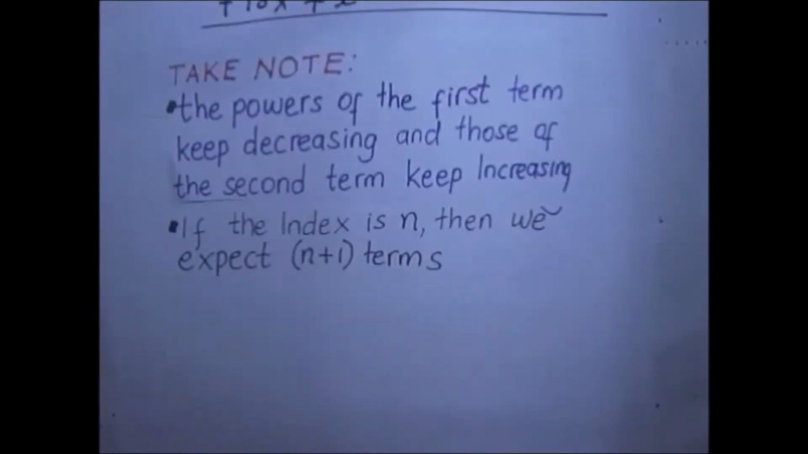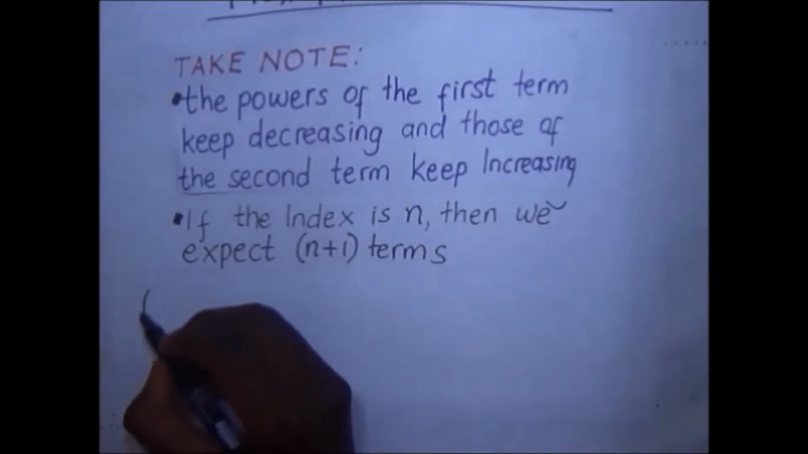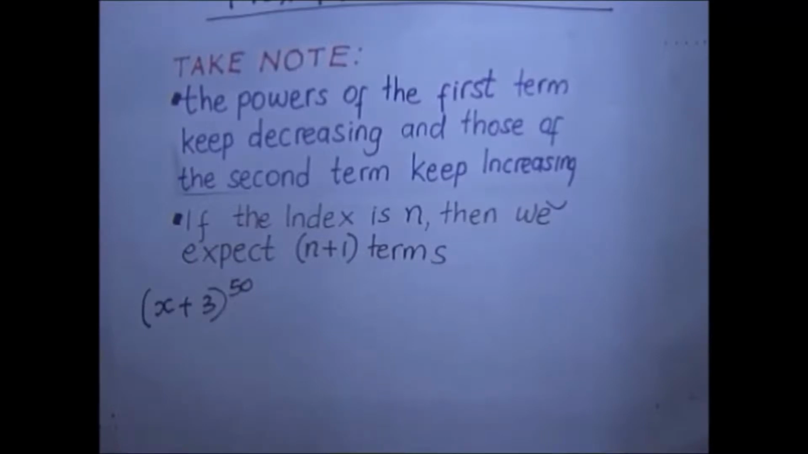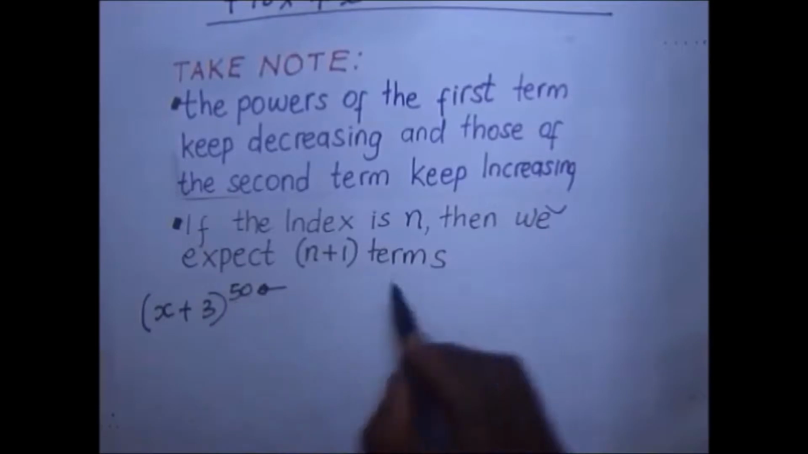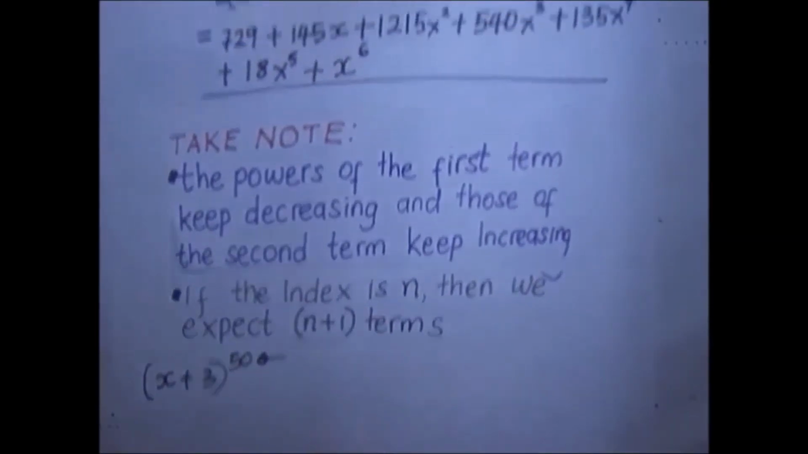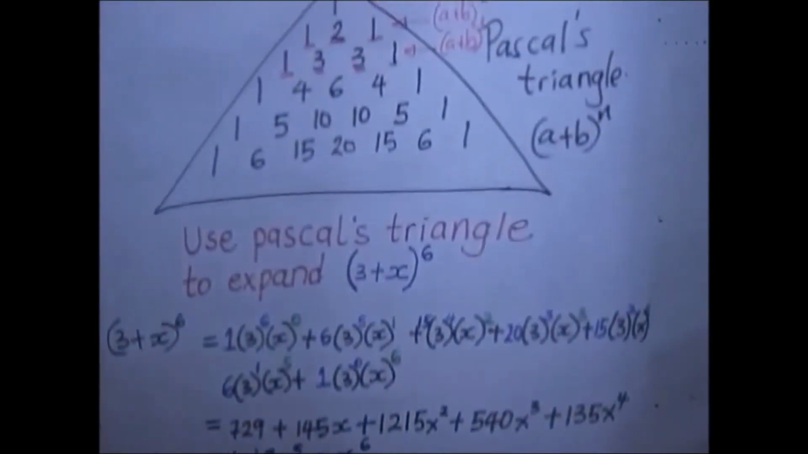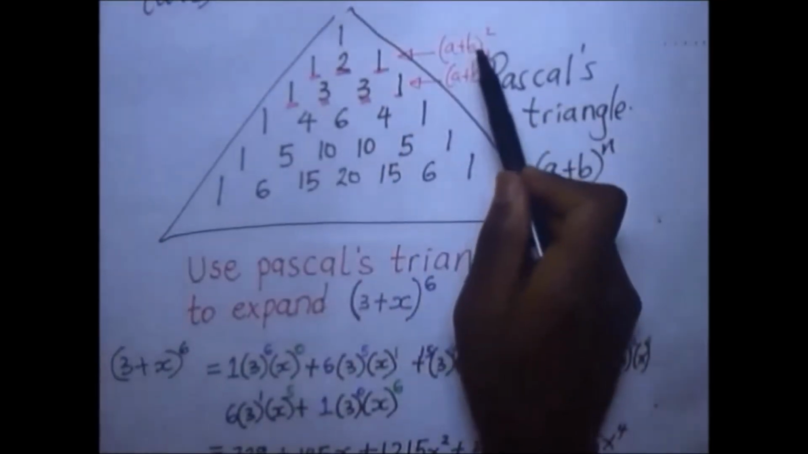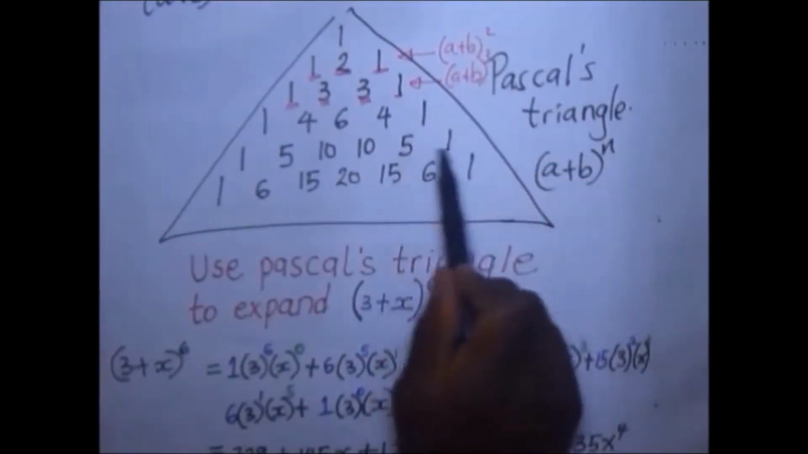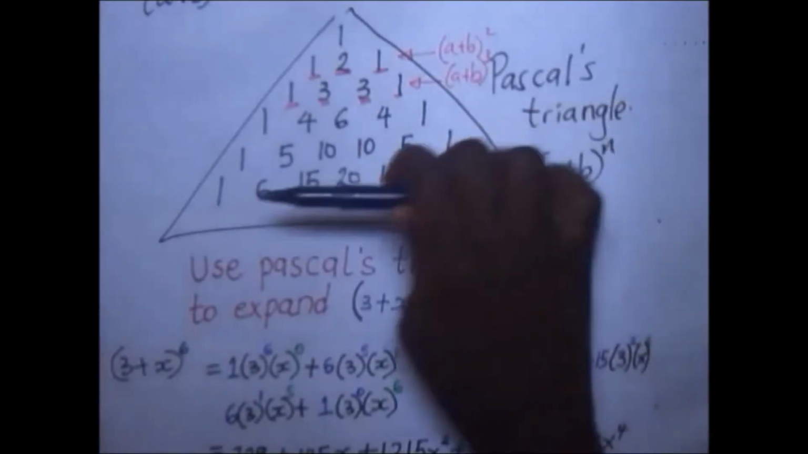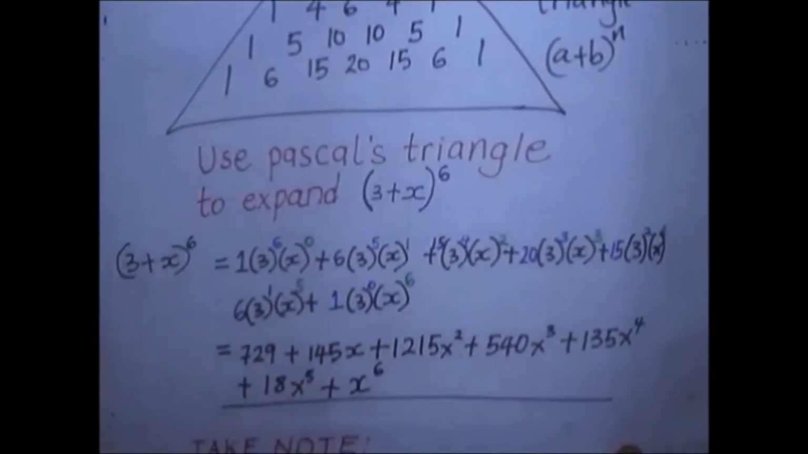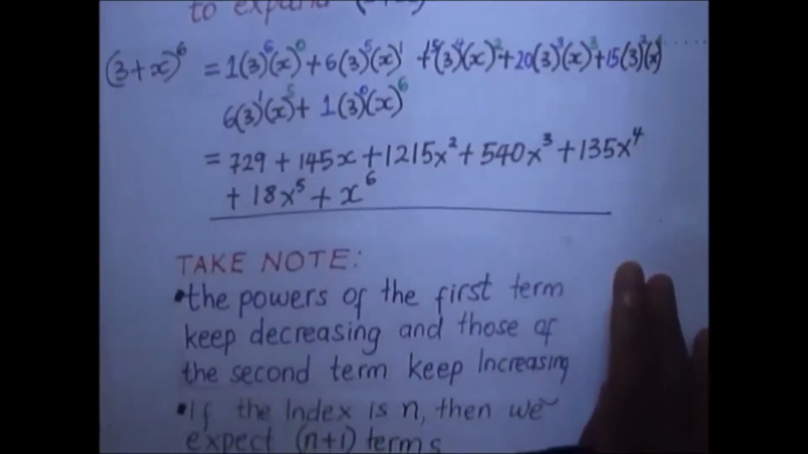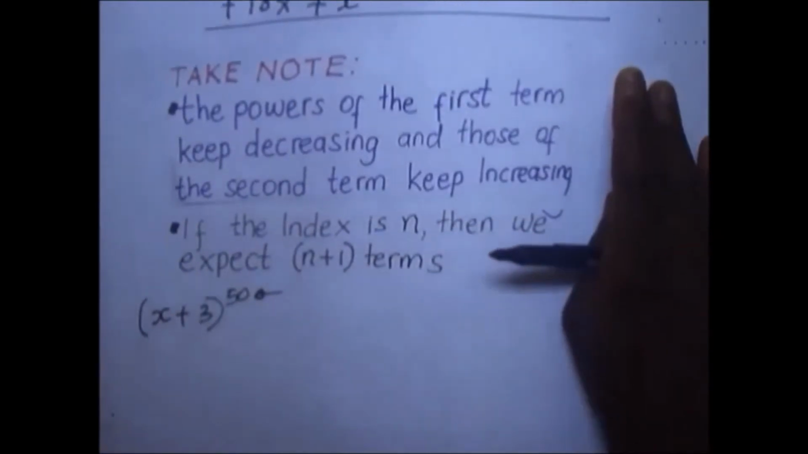But now let's take a case in point. What if we are supposed to expand an expression like this? Here, the value of n is too large. It means that to get the coefficients, we're supposed to write this Pascal's triangle here. This is to the power 2, to the power 3, to the power 4, to the power 5, to the power 6. We are supposed to continue with this triangle, that pyramid, up to the point where we get coefficients for 50.